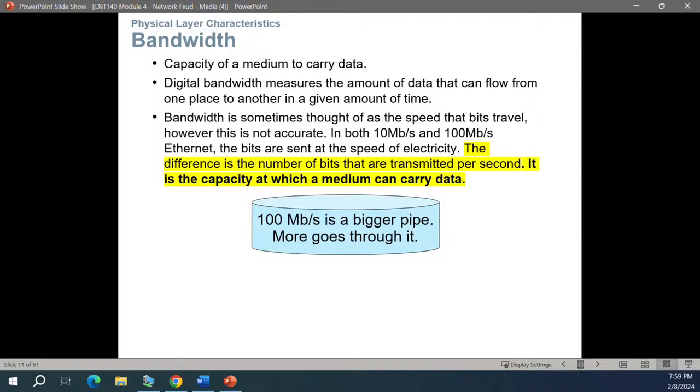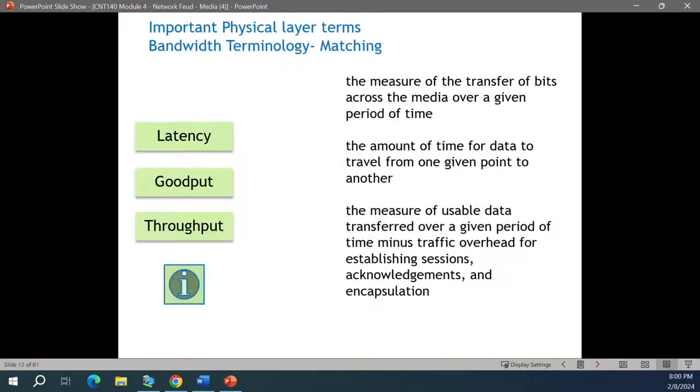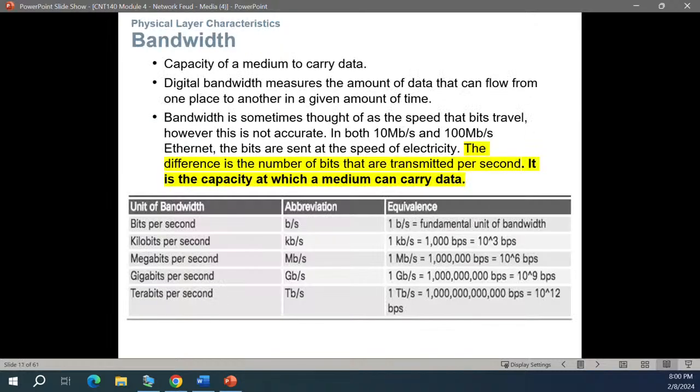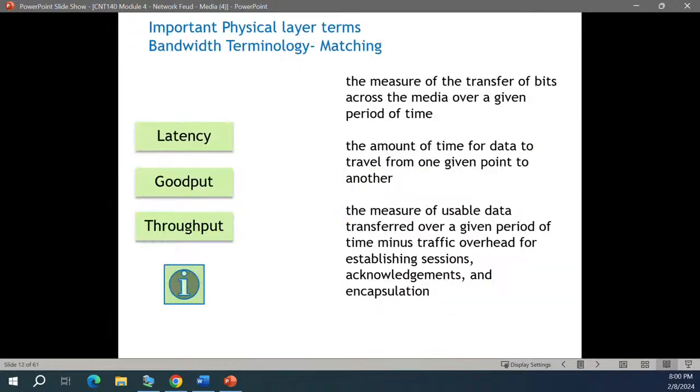100 megabits is a bigger pipe, more goes through it. 10 megabits is a smaller pipe, less goes through it, right? So I can move more bits through this than I can move through this. So it's not that it's faster from a time perspective. There's more that goes through it. Bits per second. Okay, yeah, we know that.